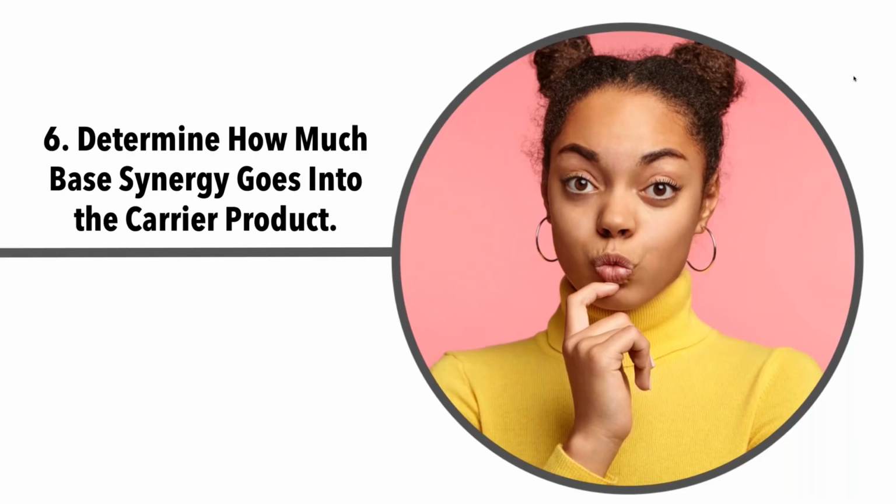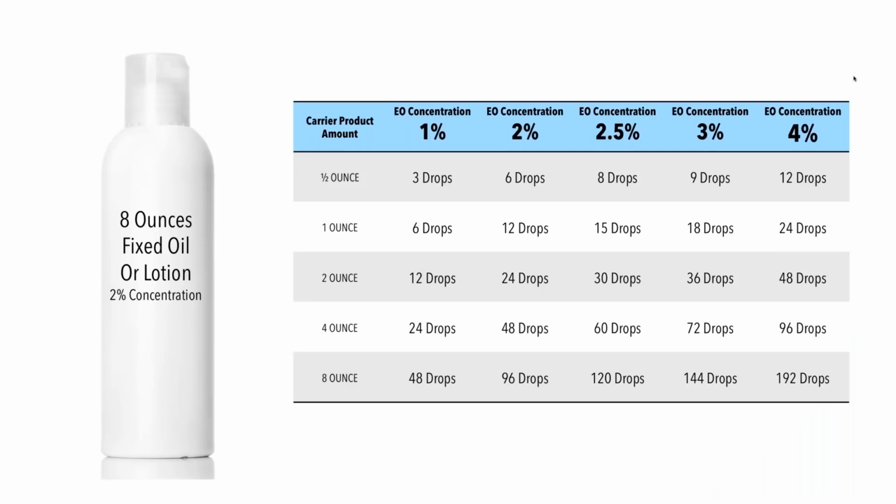Remember this chart way back when? So we know we are combining 8 ounces of fixed oil, or 8 ounces of an emollient lotion, with our base synergies. We're going to use a mild 2% concentration because we're going to use this on a variety of clients. When we look at our chart, we want to identify how much carrier product. We know we have 8 ounces, so look up 8 ounces.